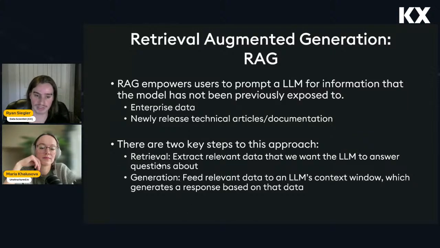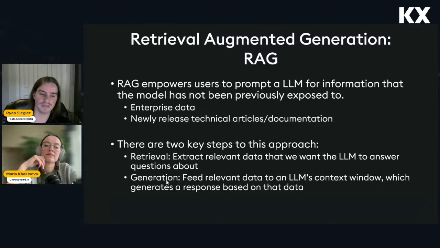So retrieval, get the most relevant stuff from the vector database; generation, feed it to an LLM and get your response. And these are the two like high level steps. And there's smaller steps within this, but that's really the core of how RAG works.